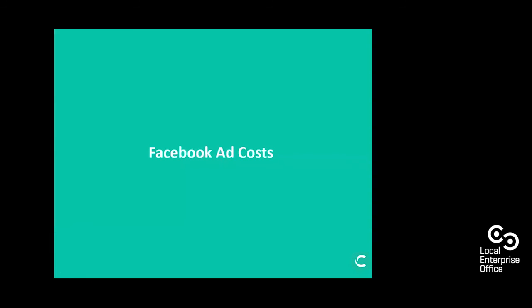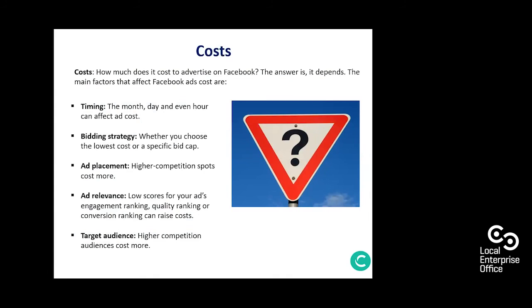So Facebook ads cost, and this is a question that we get asked: how much does it cost to advertise on Facebook? The answer is it depends, right? The main factors that affect Facebook ads costs are timing, so the month, day, or even the hour can affect the ad cost. If you're targeting Ireland, for instance, it's cheaper to run ads at 3 a.m. in the morning than it is at 3 p.m. in the afternoon, as a for instance.